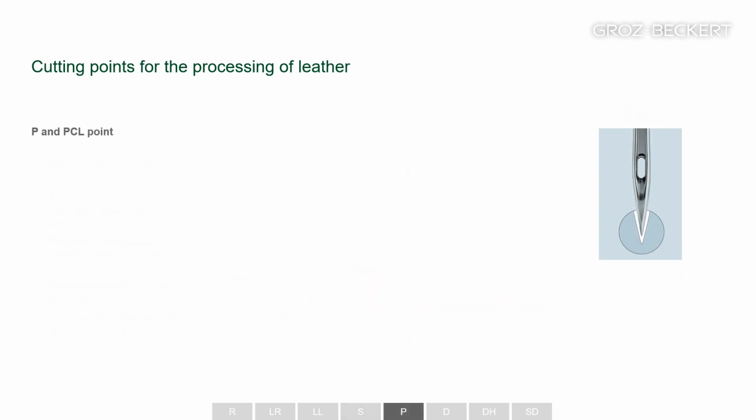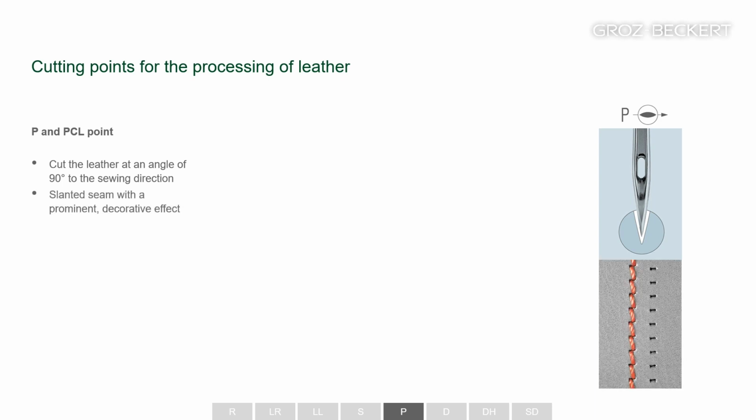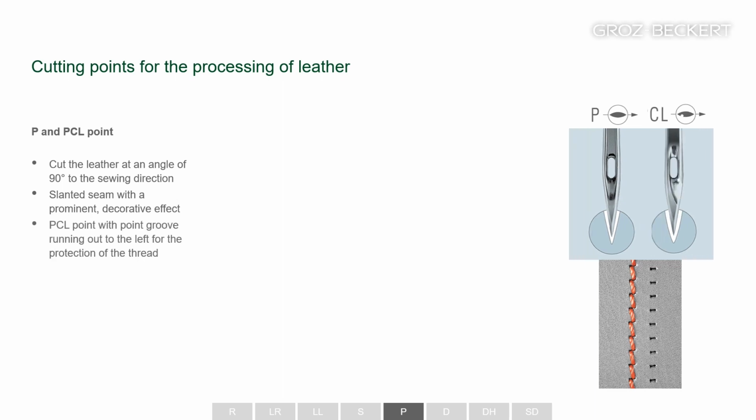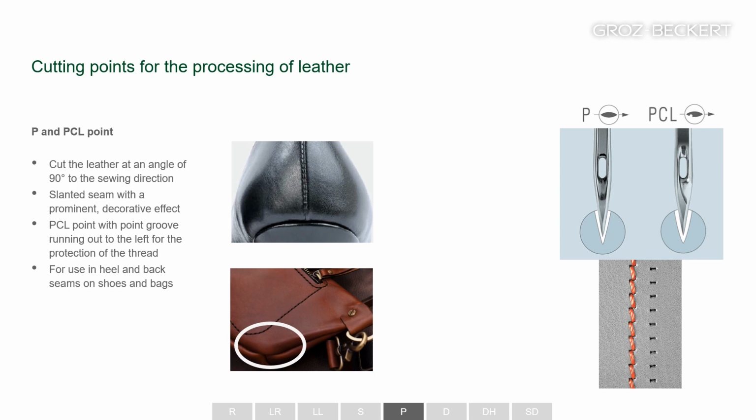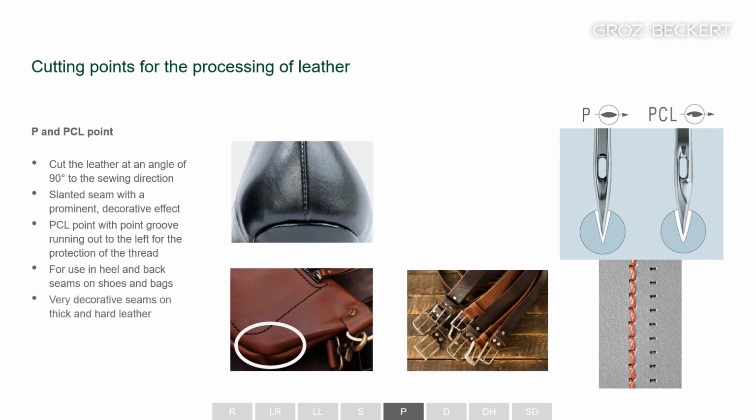The P point cuts the leather at an angle of 90 degrees to the sewing direction. Due to the strongly slanted and elevated thread position, it creates a seam with a prominent, decorative effect. The PCL point additionally comes with a point groove running out to the left. When the needle moves up, the groove prevents the thread from being pulled over the cutting edge and getting damaged. Both the P and PCL point can be used for heel and back seams on shoes and bags. On thick and hard leather, they create very decorative seams.